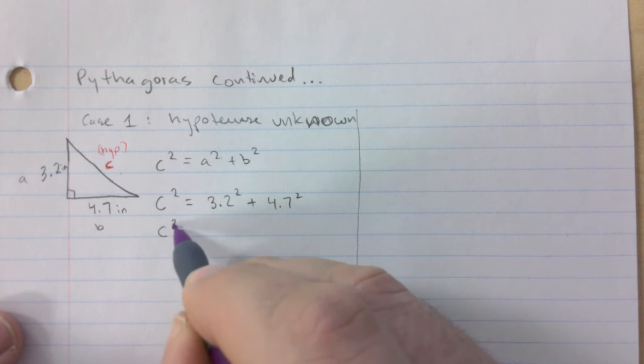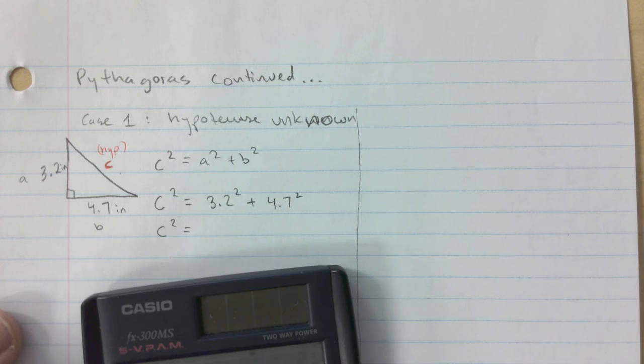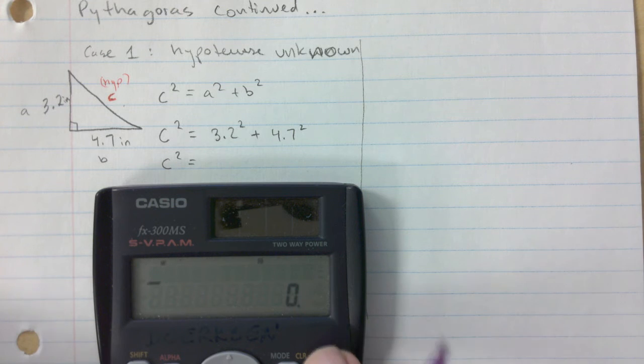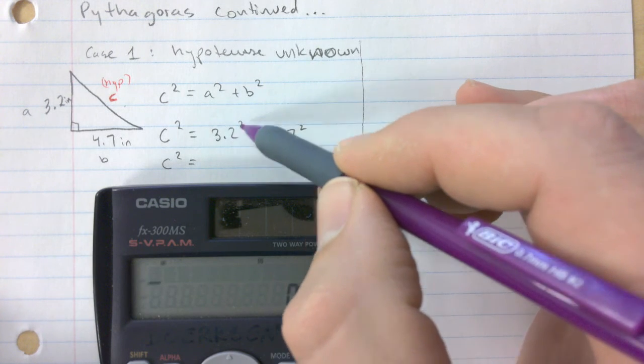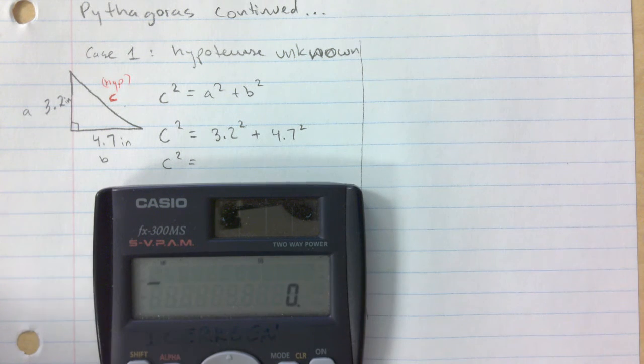Then you go C squared is equal to, let's figure out what this is. So I need everybody to make sure they know how to type this into their calculators. So 3.2 squared is not 3.2 times 2, okay? Quite often students make that mistake. It's 3.2 times 3.2, like you're multiplying it by itself.